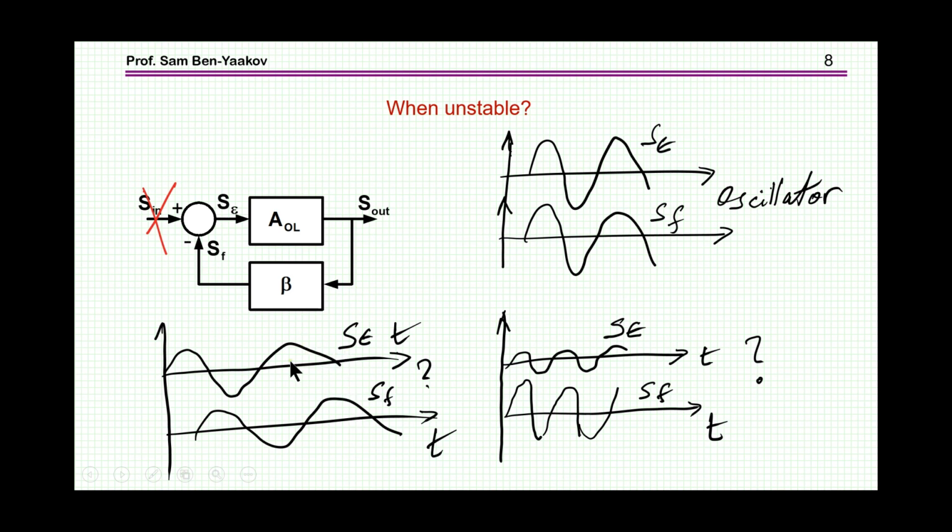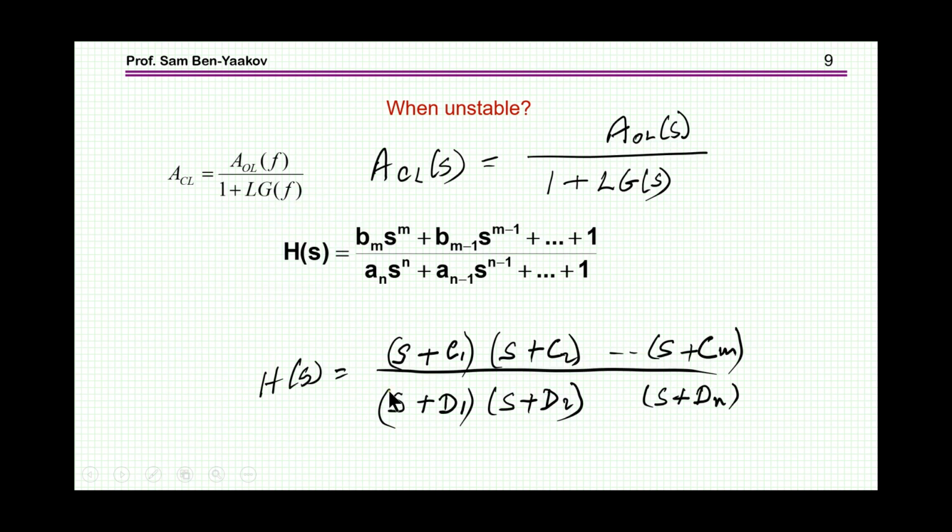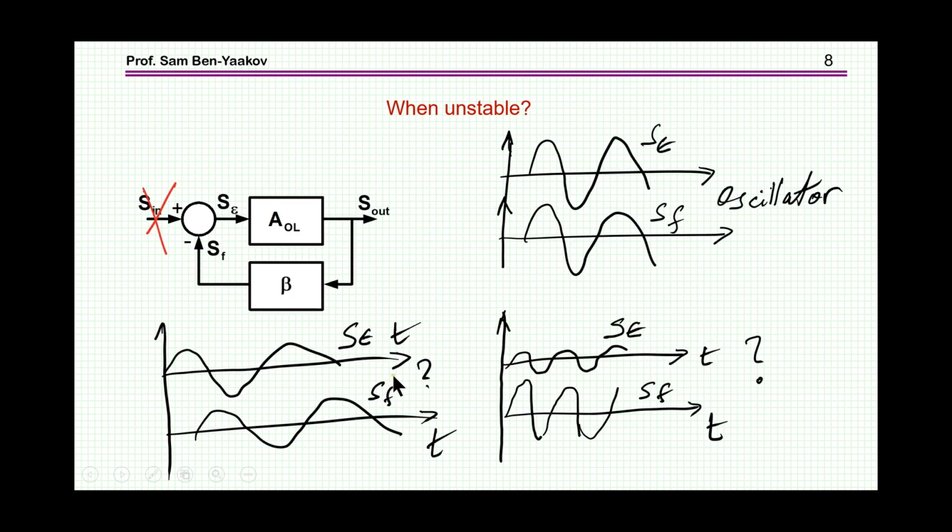Another question is, what happens if you start with a signal that comes out with the same magnitude, same amplitude, but shifted in phase? Is this stable or not? Again, you can't tell. You have to have some tools that will help you decide whether the system is stable or not. And as it turns out, we have a very simple tool or criterion, the Nyquist, that can help us say when the system is stable.